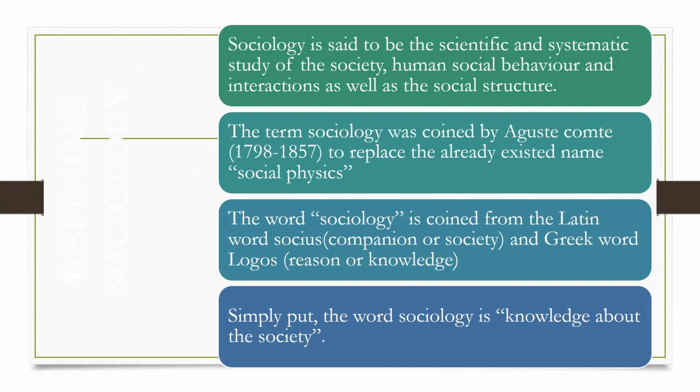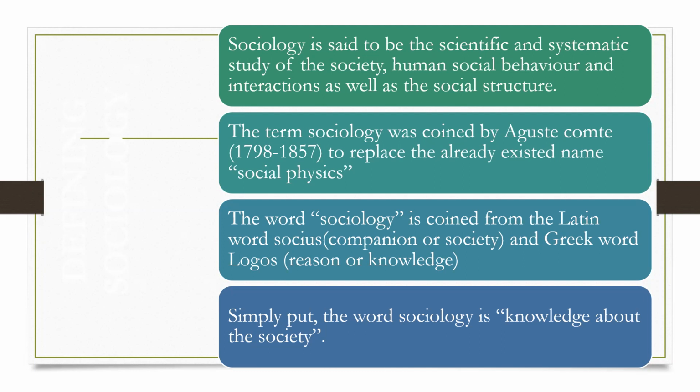That is the reason why sociology is a scientific study: we use both quantitative and qualitative methods of collecting research data in order to understand how society works. Simply put, sociology is a scientific study of how society works. Do you understand? A scientific study of how society works, human social behavior and interactions, as well as the social structure.